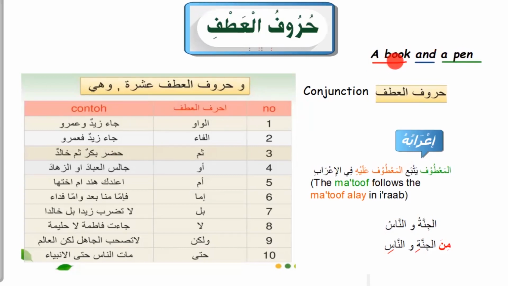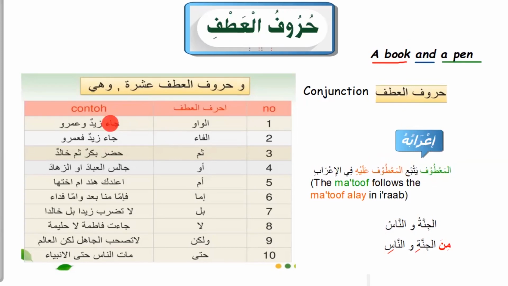The ma'tuf alay, the first part of whatever the conjunction is joining, could be a word, a phrase, a noun, even a sentence or a clause or whatever. I hope that is clear. So that's what we mean by the ma'tuf and the ma'tuf alay.